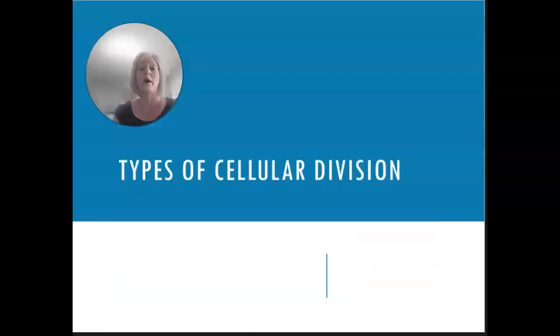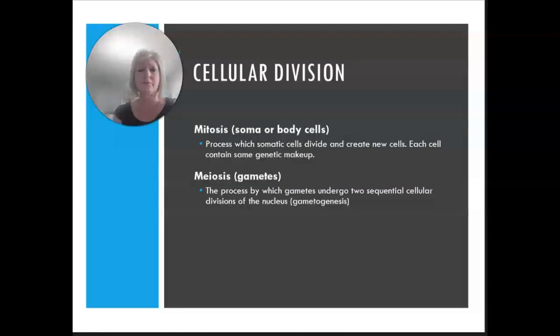Okay, so different types of cellular division. I'm going to go through this quickly. There are two types: mitosis and meiosis. Mitosis is the soma cells or the body cells. So mitosis is how our bodies regenerate new cells. Our bodies regenerate new cells every day. We get new skin cells. We get new mucous membrane cells. Things are sloughed off. We get new red blood cells. We get new white blood cells. And so mitosis is how they divide and make new things.